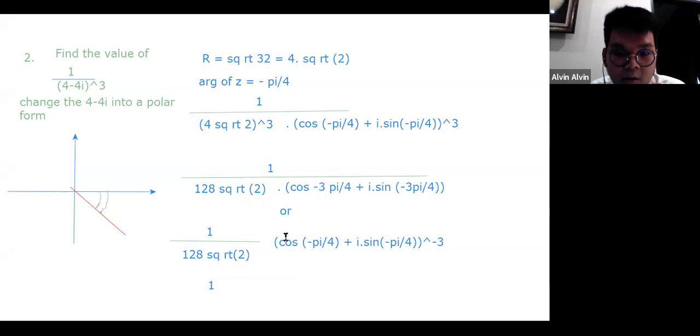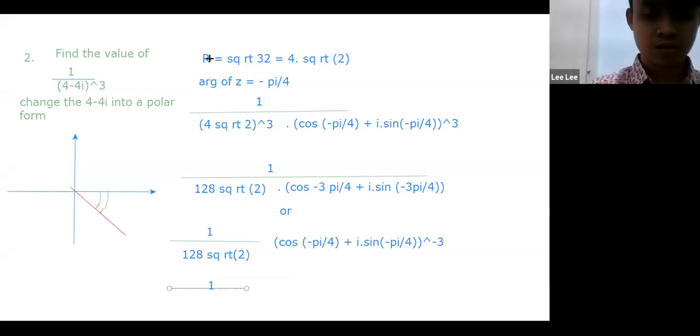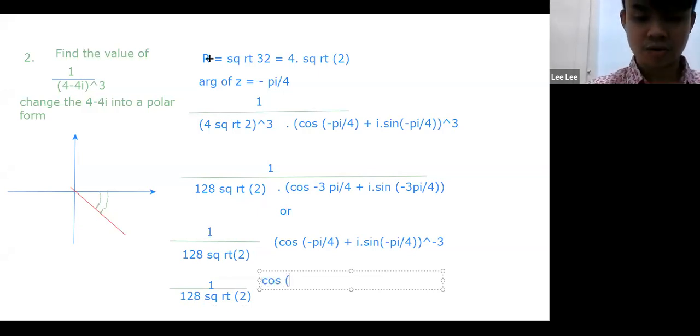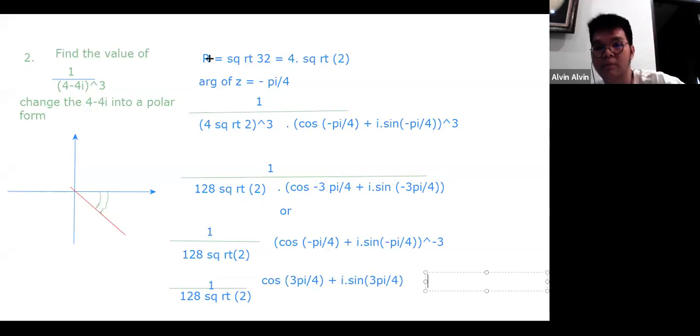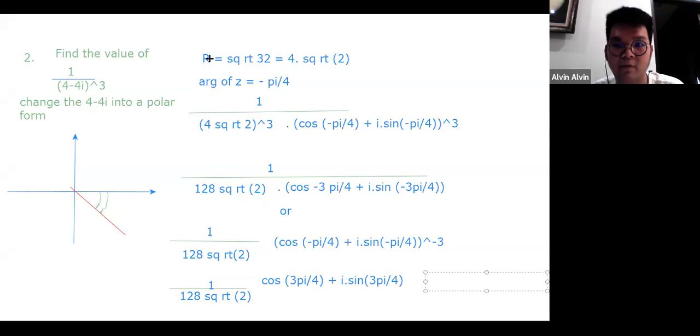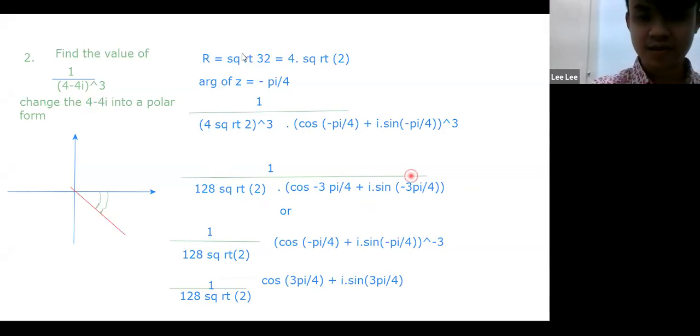So it becomes 1 over 128 square root 2, right? Then you put in the negative 3, so it becomes cos 3 pi over 4 plus i times sine 3 pi over 4. So the power becomes positive. The power is negative, so negative times negative becomes positive.